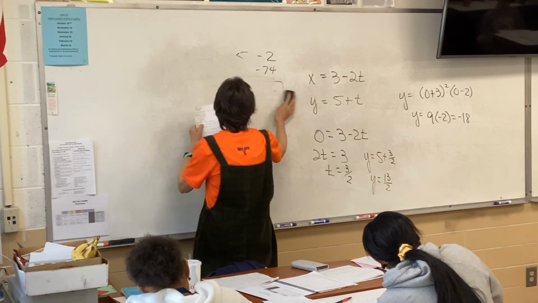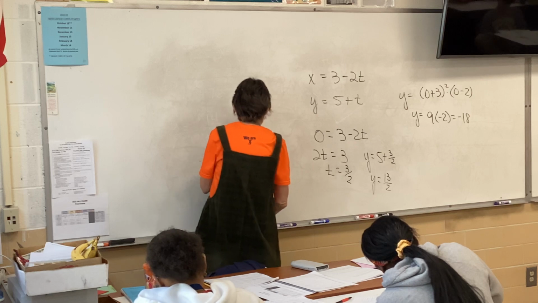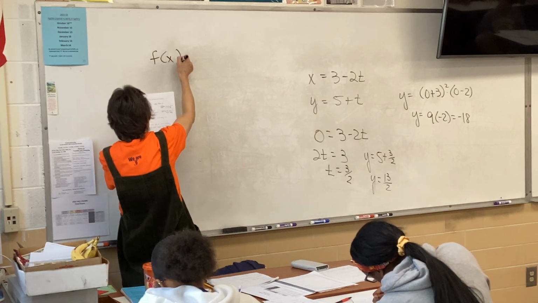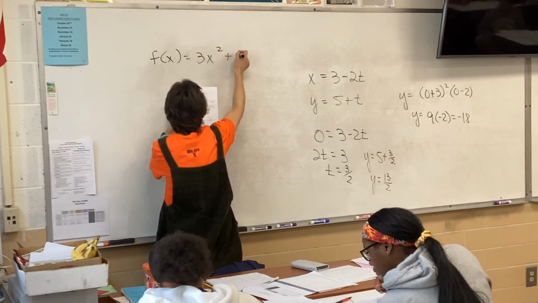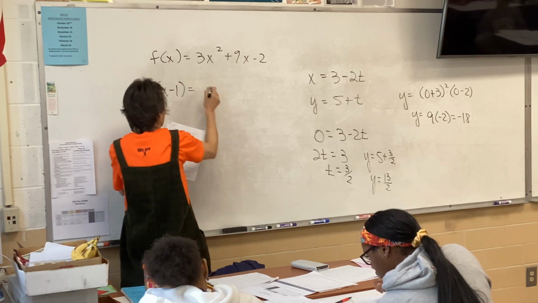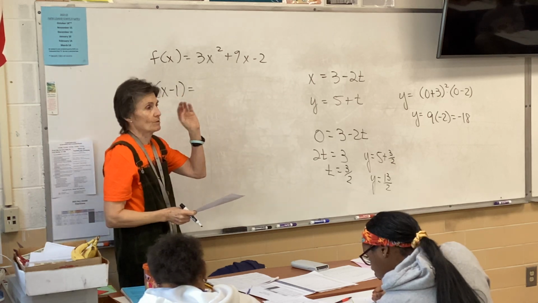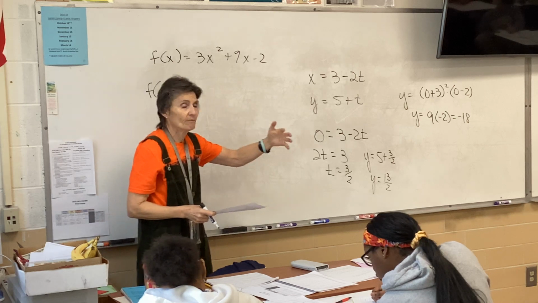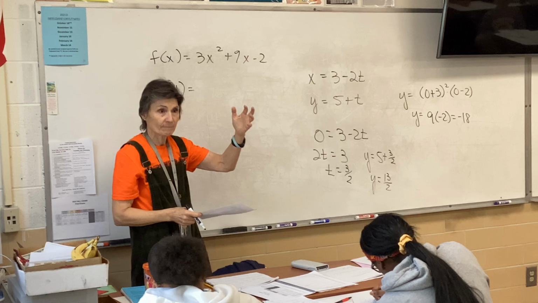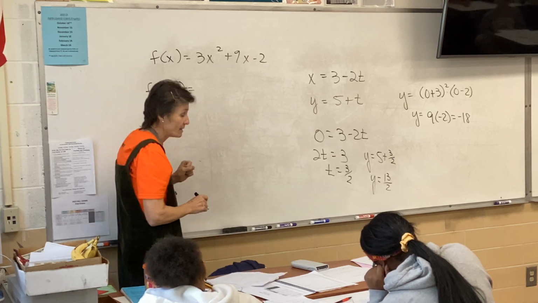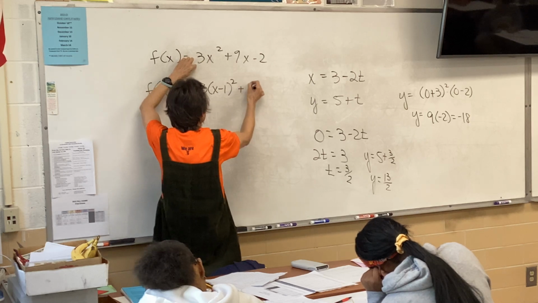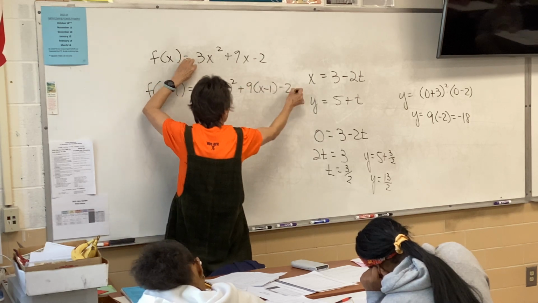All right, number 3. What's happening here? What are we doing here? Exactly. It says find f of x minus 1. Guys, you've worked with functions for years. What does f of mean? When we say find f of something, isn't that just to plug it in? So I'm going to plug in x minus 1. So 3(x minus 1) squared plus 9(x minus 1) minus 2.